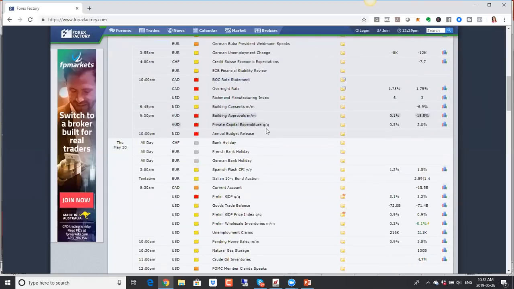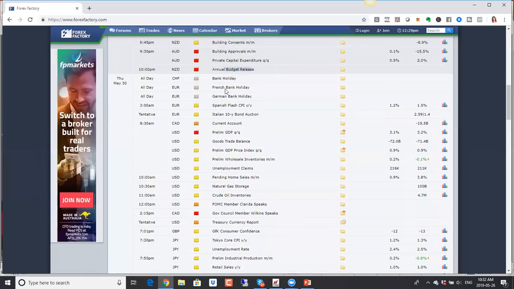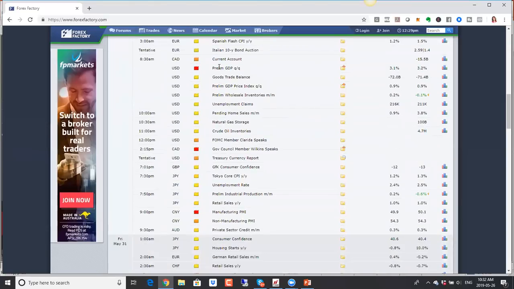In Australia, we have building approvals, capital expenditure, again, important news to watch out for. Annual budget release here for New Zealand as well. So in the Asian session, we are likely to see an impact here as well. And then Thursday, we have a holiday in the Eurozone, so lighter trading there.